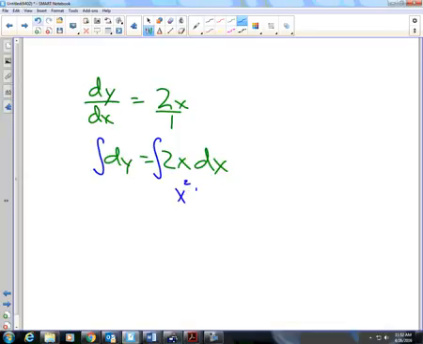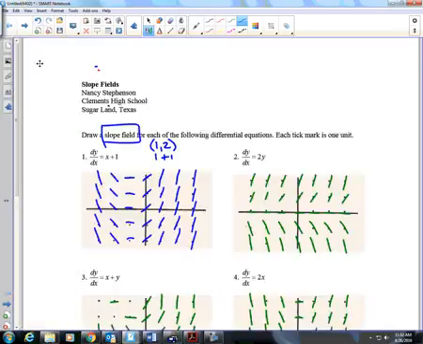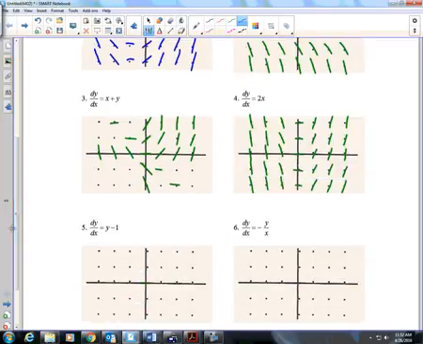x squared plus a constant, right? Equals, and the integral of y, if you just have a 1 in front of it, what's the antiderivative of 1? Y. Okay, y equals x squared plus c. What shape does that make? A parabola. Look at graph number 4. Do you see the parabola? Do you see how if you were to draw the parabola in there, the slope fields seem to match up?